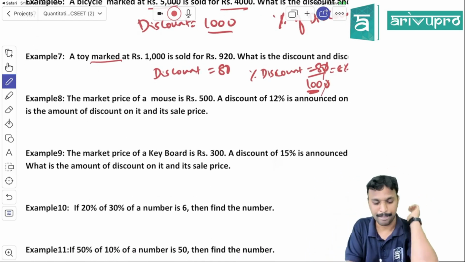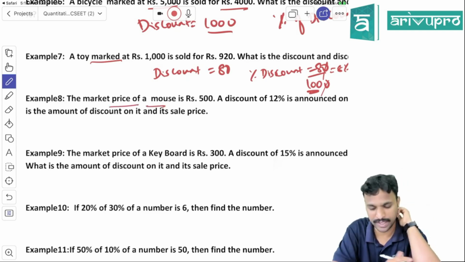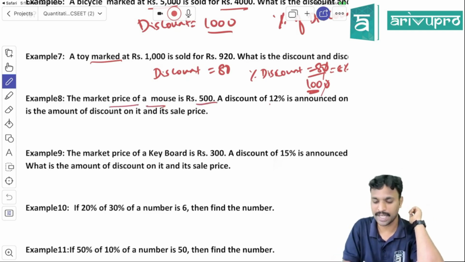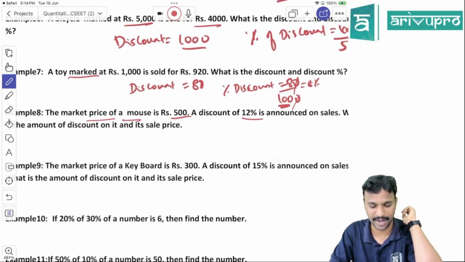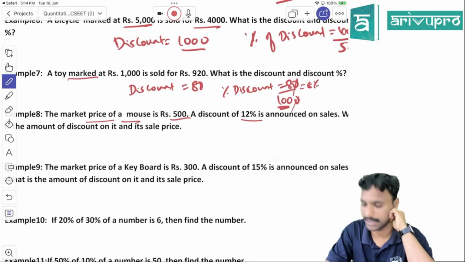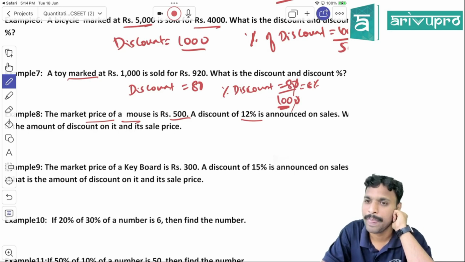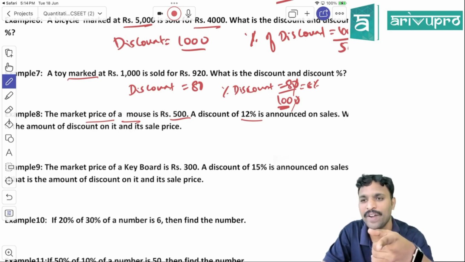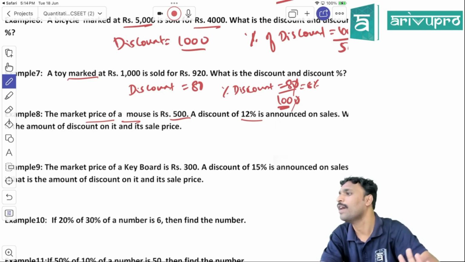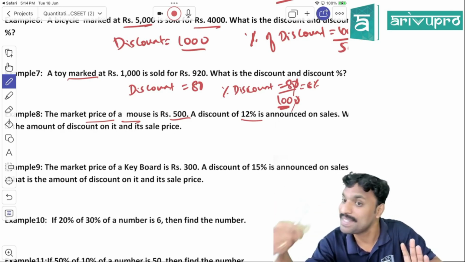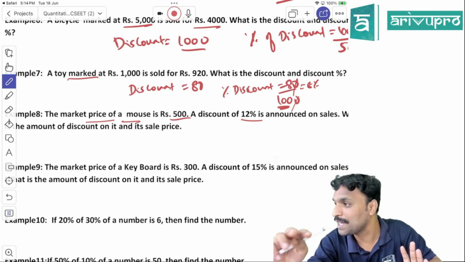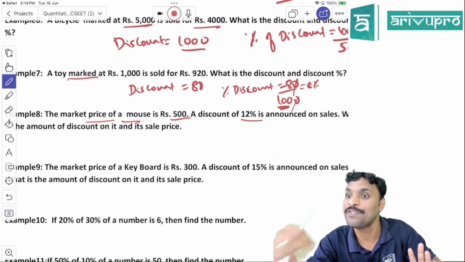The market price of a mouse is 500. A discount of 12% is announced. So what is the sale price and the discount? 12% on what? Would you find 12% of 500? 500% of 12 you do. Tell me, 100% is the number itself. 200% means double. 300% means triple. 500% means 5 times.